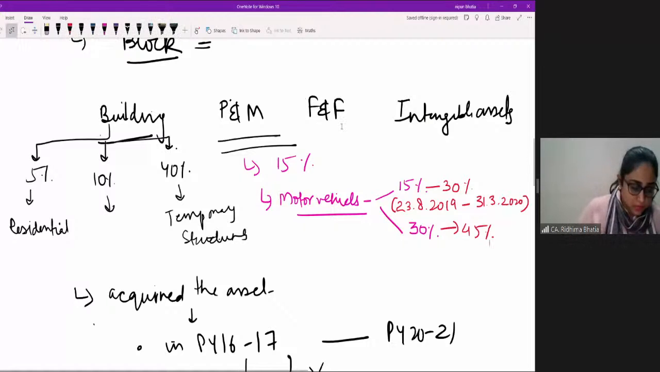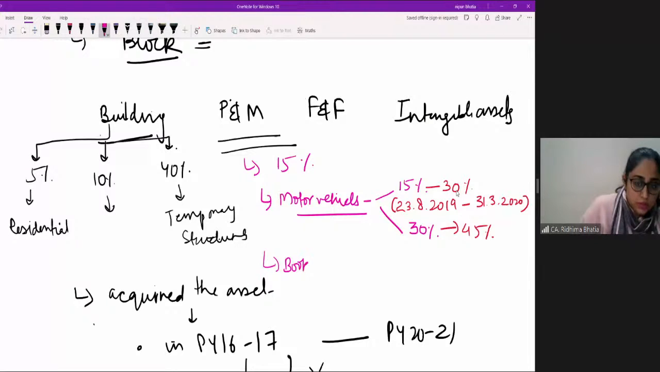Any doubts? Chalo. Then books also come as my plant and machinery. But again, for this motor vehicle, you have to purchase it within this much period and you have to put it to use within this much time. Then only you will get the deduction, and that will not be only for 1 year, it would be for the whole lifetime of that motor vehicle.